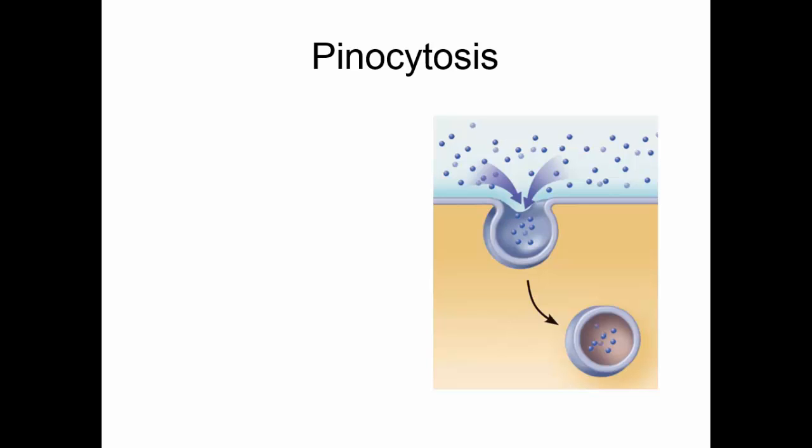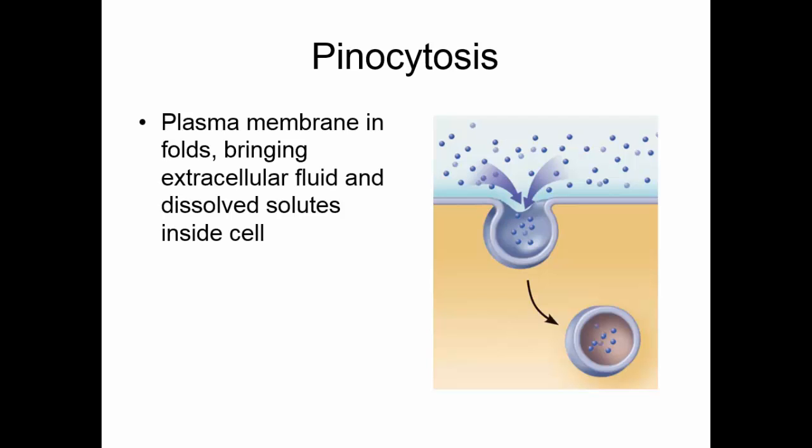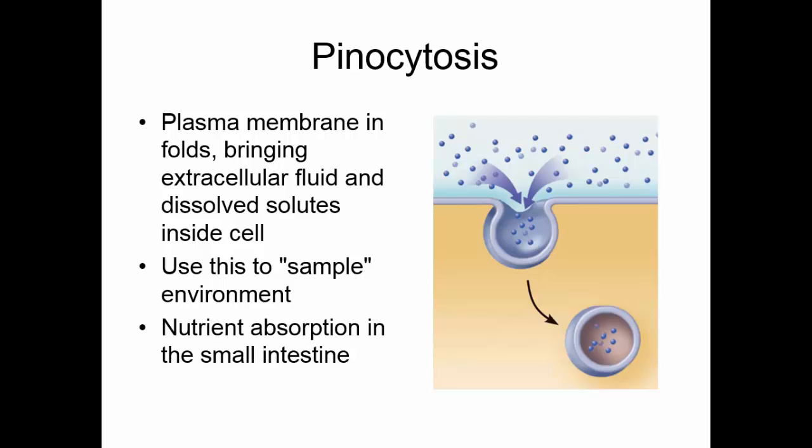Pinocytosis is another form of endocytosis. The plasma membrane folds inward, and some of the fluid from the outside is captured inside this little vesicle that we've made. So we're taking in liquids. The cell uses this to help sample the environment and to take in dissolved materials. Nutrient absorption in the small intestine occurs this way. Phagocytosis is the equivalent of the cell eating something. Pinocytosis is the equivalent of the cell drinking something.